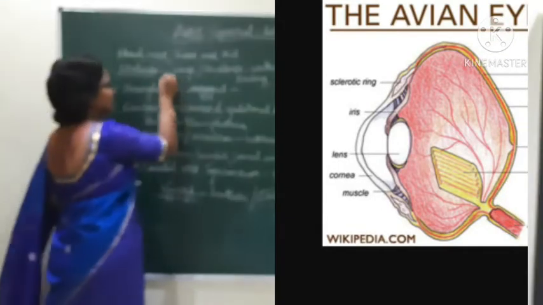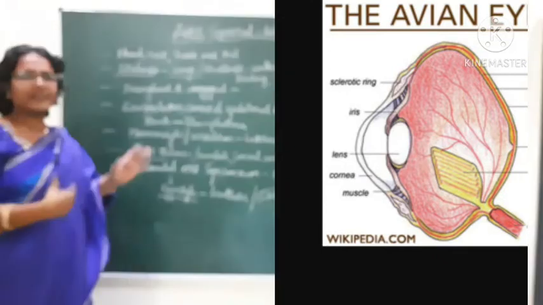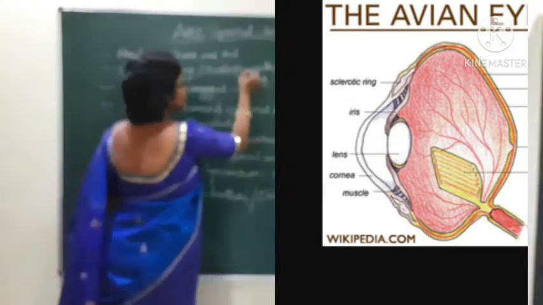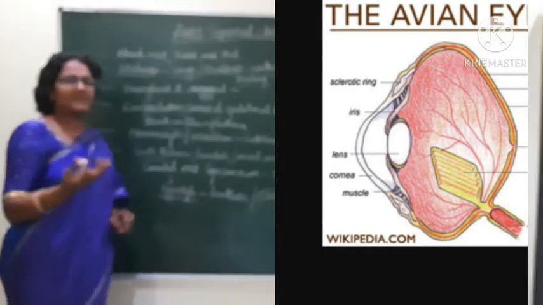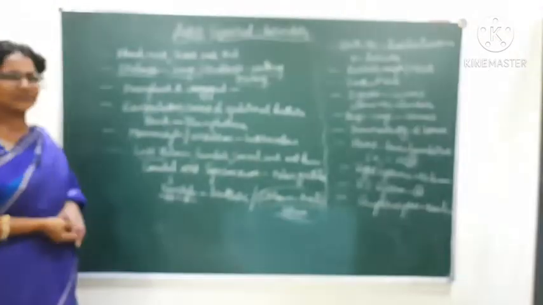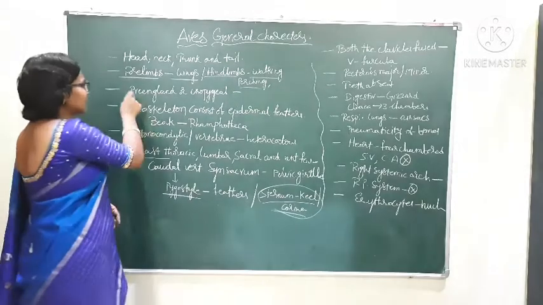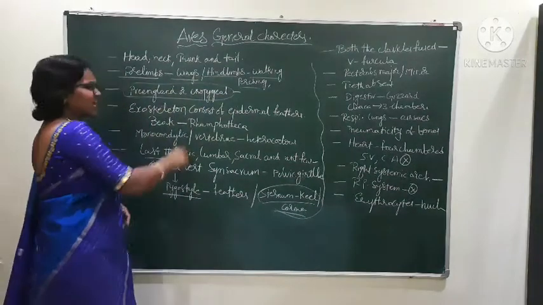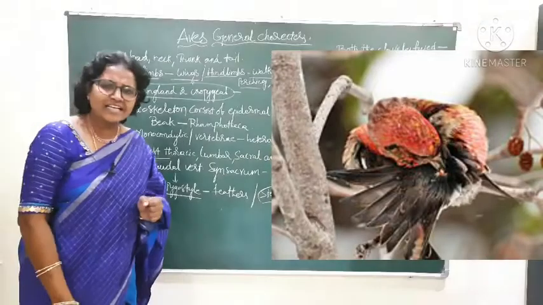4 limbs modified into wings. Hind limbs useful for walking, perching, swimming, running. Hind limbs are useful for different purposes. And the preen glands or uropygial glands, which are very useful glands.